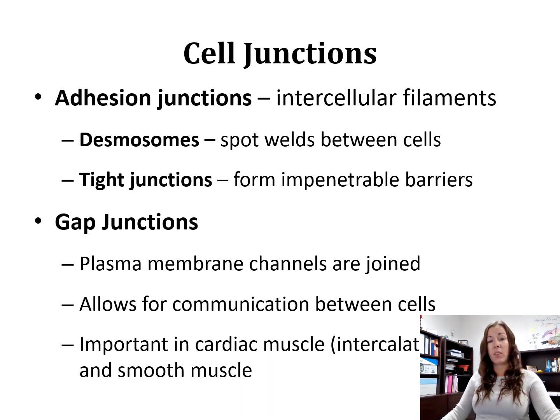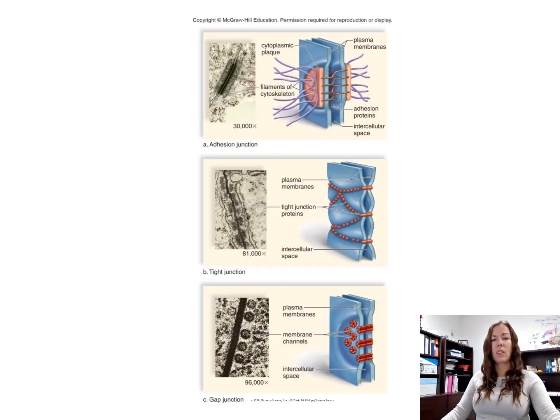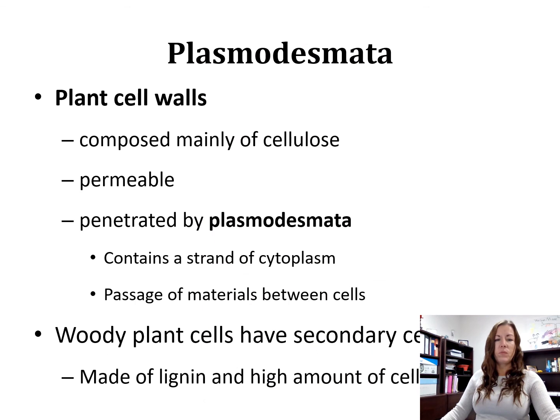And then there are gap junctions, and this is where you'll have plasma membrane channels that get joined, and then you'll see more communication between those cells. And that's super important for cardiac muscle to communicate with the other cells. For plants, plant cells actually have plant cell walls, which are made of cellulose, and it's permeable. And then there are also these plasmodesmata that help things pass between those cells.